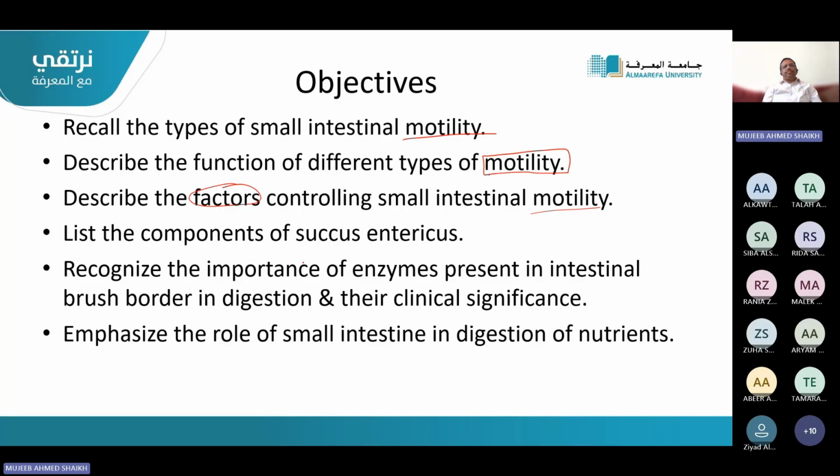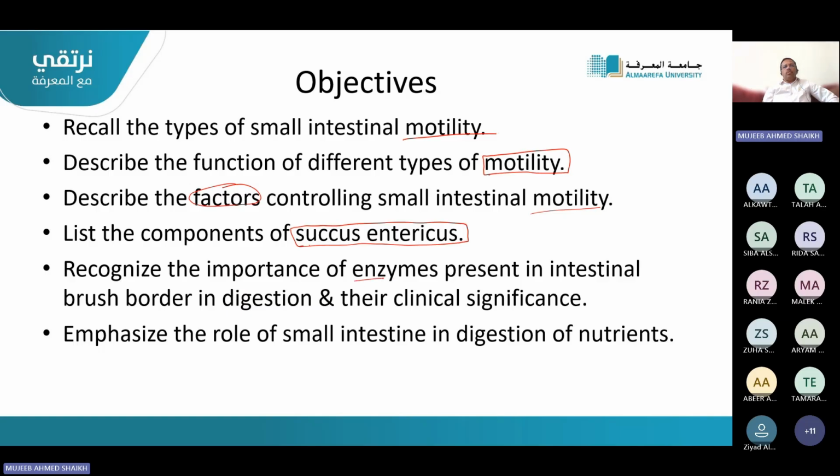As we have discussed, there are secretions everywhere in the GI tract, like saliva in the mouth, then gastric secretion in the stomach. Here in the small intestine also, there is a secretion which we call succus entericus. What is its function and how is it secreted? We will see in this lecture. Then some parts we will cover in the next lecture. The remaining one is the importance of enzymes.